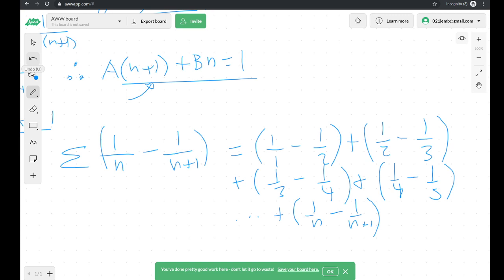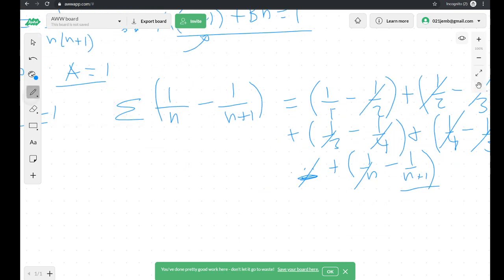So what happens here is that this negative 1/2 cancels out with this 1/2, and then this negative 1/3 cancels out with this 1/3, this 1/4 with this 1/5, and so on, and then the 1 over n minus 1 term will cancel out with the 1 over n, and we're only left with this and 1. So we can say that the sum Sn equals 1 minus 1 over n plus 1.